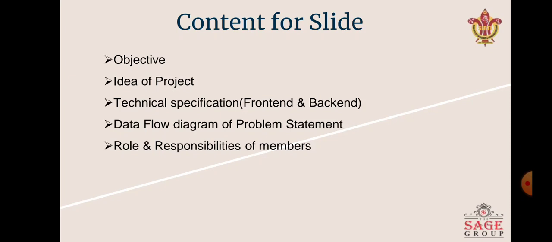Third one is technical specification. In technical specification you have to define front end and back end. Front end means GUI, how a user can interact with your software, that will be defined in front end. For example, HTML or CSS can be used in front end.